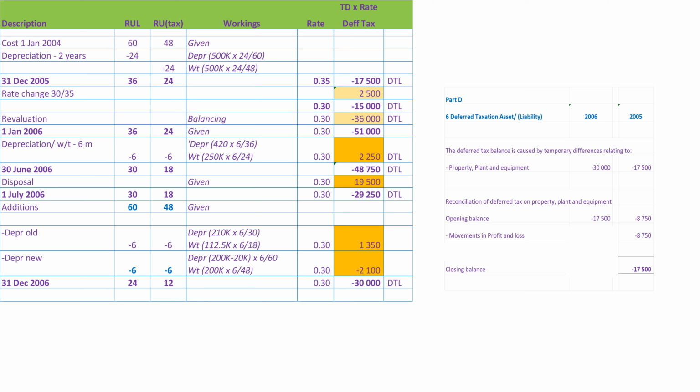Now that you have your 2005 column sorted, let's focus on 2006. The next step is to account for your movement pertaining to other comprehensive income. This is an easy one, as 36,000 moved in other comprehensive income. You then disclose that in the note. The next part is to disclose your closing balance of 30,000 rands. That is a given. You can take it from the table on the left or from the top.